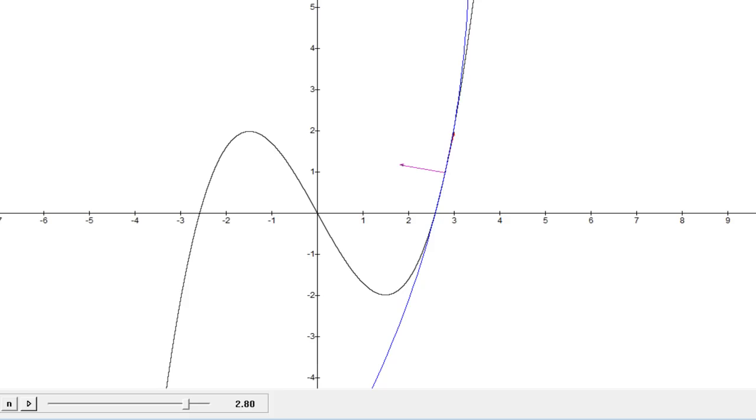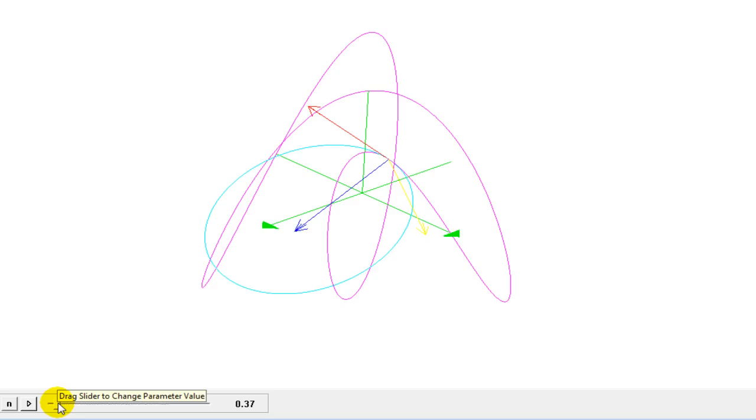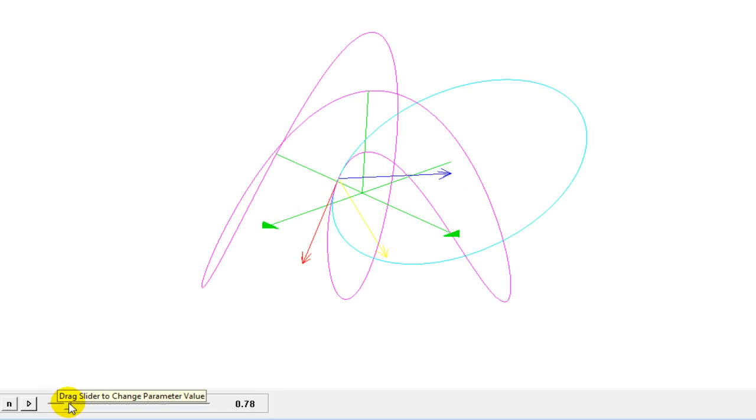Let's go and take a look at one in 3D. Here the unit tangent vector is the red vector, the unit normal vector is the blue vector, and this light blue circle would be used to determine the radius, where the curvature would be 1 over r. Again, as we approach the bend, you'll notice that the radius of the circle decreases, and as the curve straightens out, the radius increases.